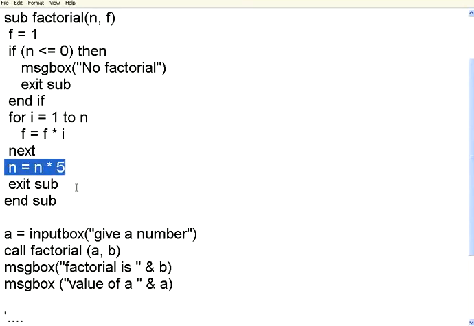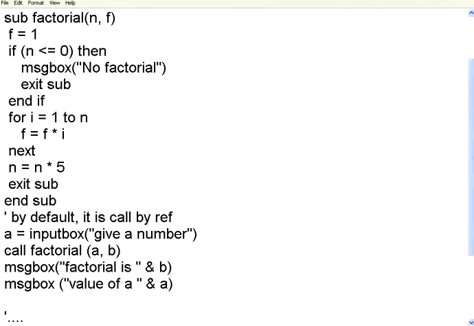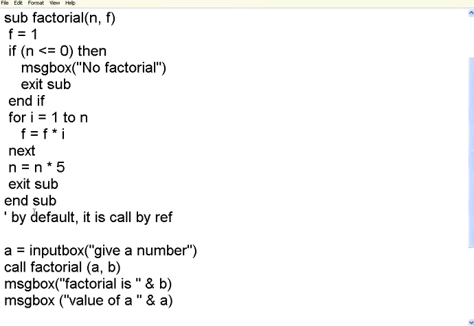So always by default in VBScript, it is call by reference. So if you modify a value inside the subroutine, it modifies the value in the caller also. So if you want to ensure that it should not modify the value, then you need to use a keyword called byval.